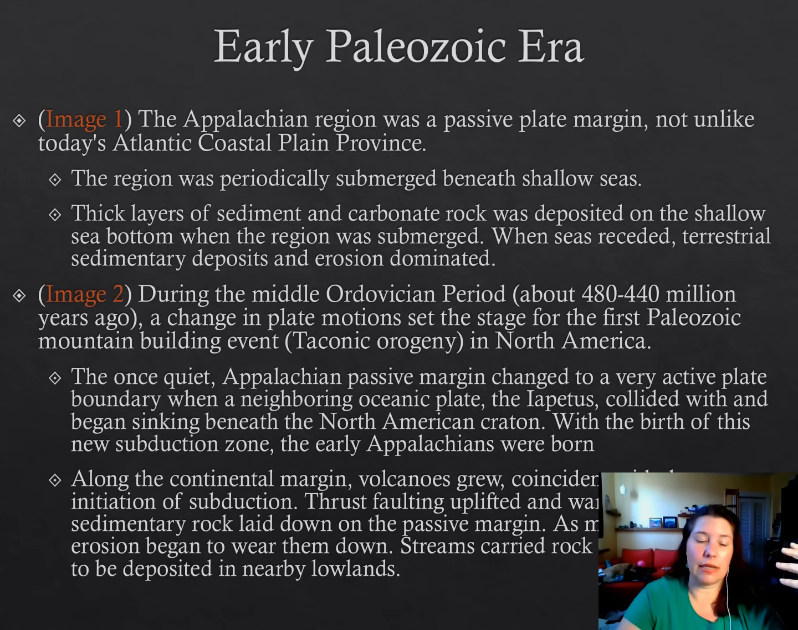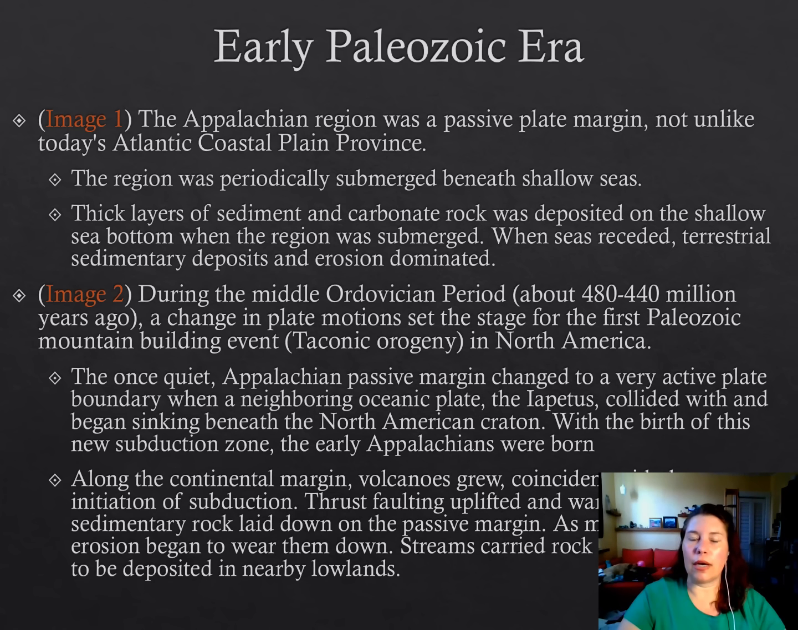So instead of things like limestone and sandstone, we have marble and quartzite, and a lot of the marble and quartzite that we see in the Appalachians, as well as other metamorphic rocks, are from the metamorphism of shallow sea sedimentary rocks from this time period.